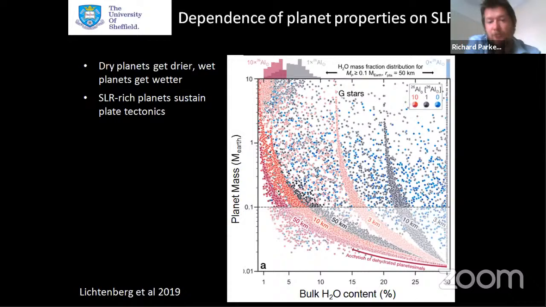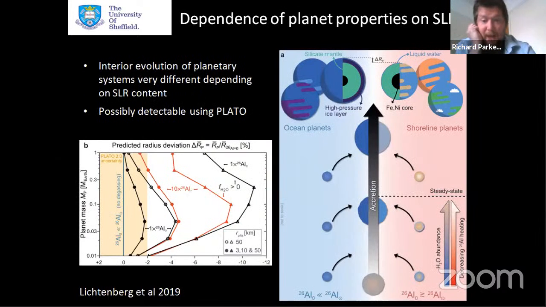The drier planets are shown by the red points in this diagram, and they have a low water content. The wetter planets are shown by the blue points, and they have a higher water content. The point Tim made was that for planets that have no aluminium-26 heating, you might expect that those planets are ice worlds or ocean planets that have a very thick mantle, mainly made of silicates and ices, and they would have a larger radius than a planet that formed with aluminium-26 heating.